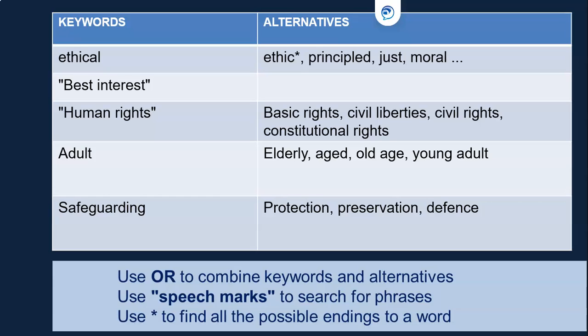If you want to combine any of the terms to look for the alternative words, you can use the term or. So ethical, or principled, or just, or moral would find articles with all of the alternative terms. Think about this when you are doing your searches.